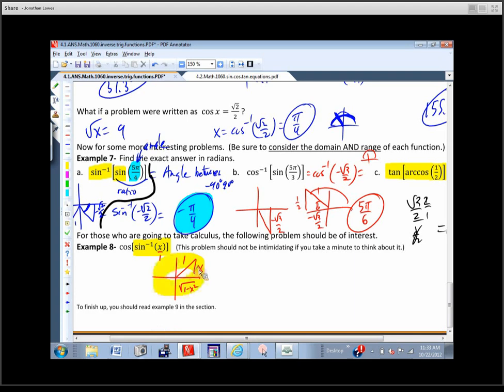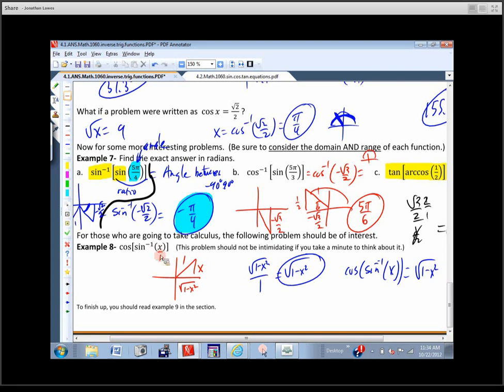I've drawn a picture that represents the sine inverse of x. What do I want from this? I want the cosine. So the cosine would be the adjacent side over the hypotenuse. So that's going to be radical 1 minus x squared over 1. Or the easiest way to write this would just be radical 1 minus x squared. That's the answer. So the cosine of the sine inverse of x is square root 1 minus x squared. Seems weird, but that's what it is.